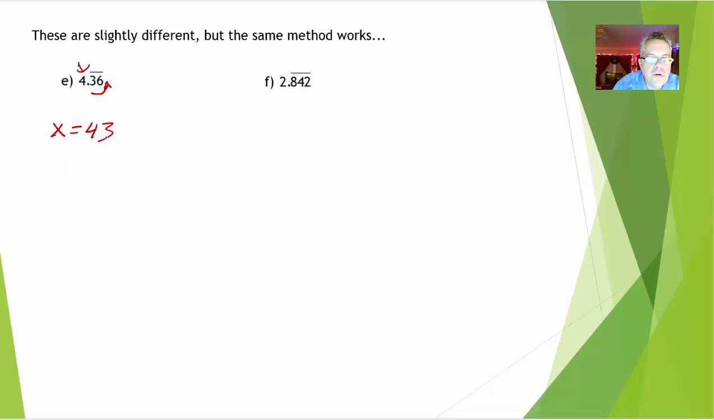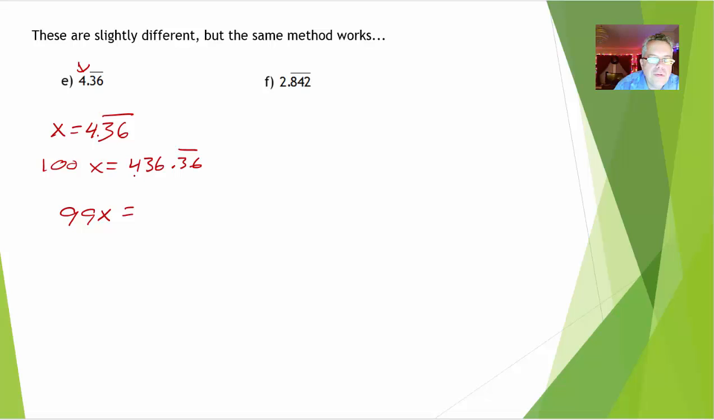So x equals 4.36 repeating. 100x would be move it 2 spaces. So it would be 436.36 repeating. Okay, the same trick's going to work because it has 0.36 repeating as a decimal. When we subtract, that's going to cancel. So we get 99x equals.